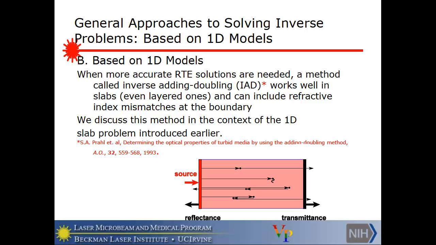Now, the general approach based on 1D models, exact solutions: when you need a very accurate RTE solution, you can use this method called inverse adding doubling that Rolf will talk about on Wednesday, and which is the subject of this nice paper by Scott Prahl. And it works in layered tissue, and it also works where you have refractive index mismatches in between the layers of the tissue.